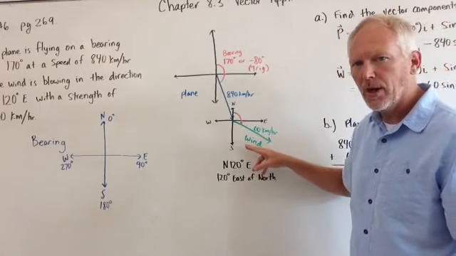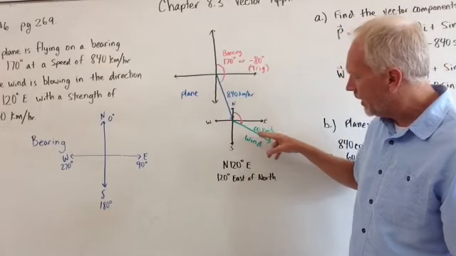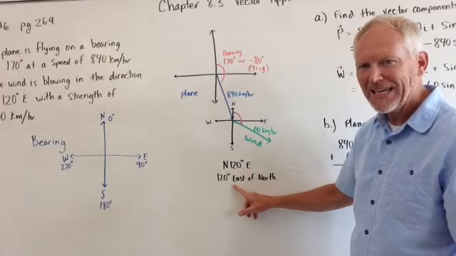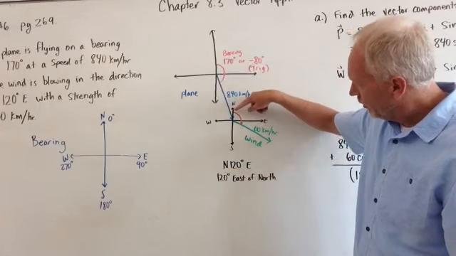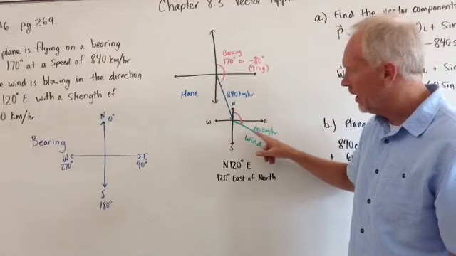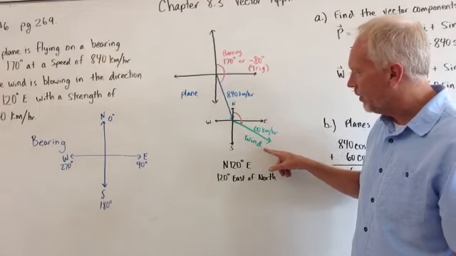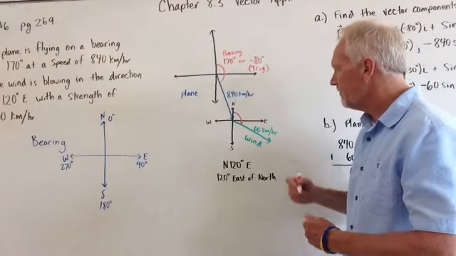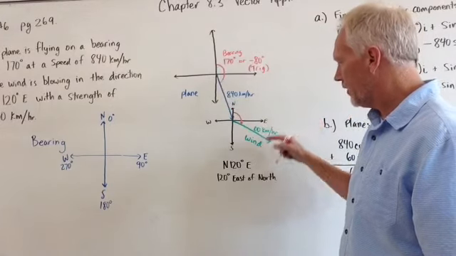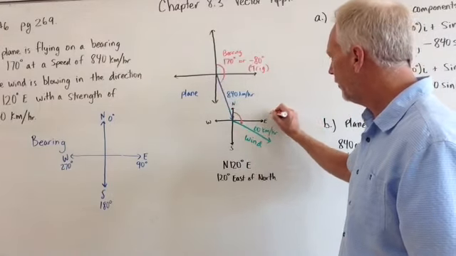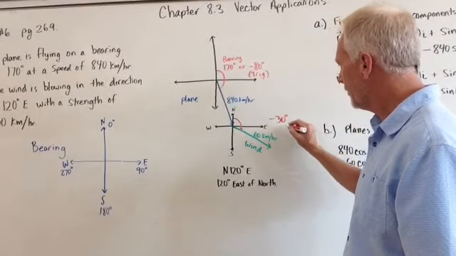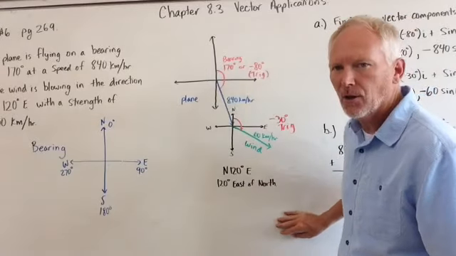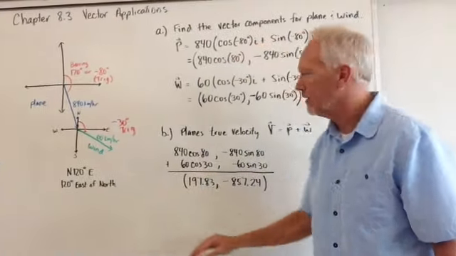The next thing is that the wind here in green is blowing at north 120 east. Well, that means 120 degrees east of north, at 60 kilometers per hour. Our trig angle here, if it's 120, this would be 90, so negative 30 degrees is our trig angle that we're going to use in our calculators. So let's go on to where we're looking at some calculations.